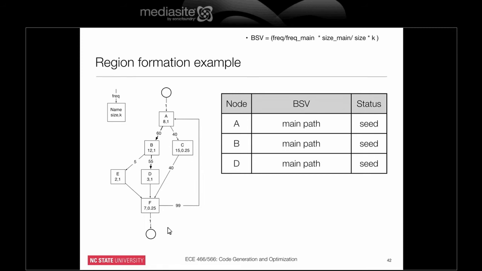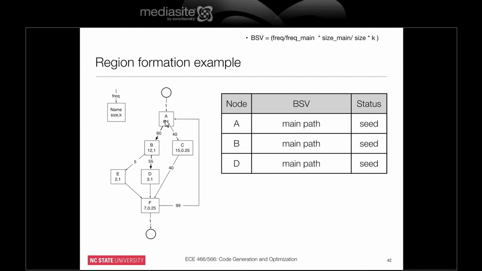So here's how it works. Let's say we have this control flow graph. And now what I've done is I've annotated each edge with the profiling weight, the frequency of that edge. And in each basic block, I've put the size or cost in instructions, and then the K, which is the BB characteristic that I showed you on the previous slide. So we have all the data we need for all the blocks and all the edges in the program.